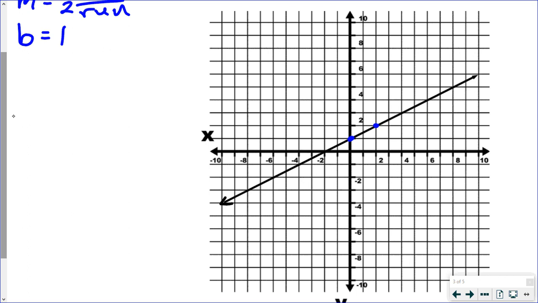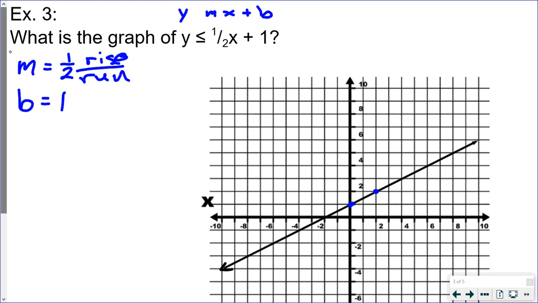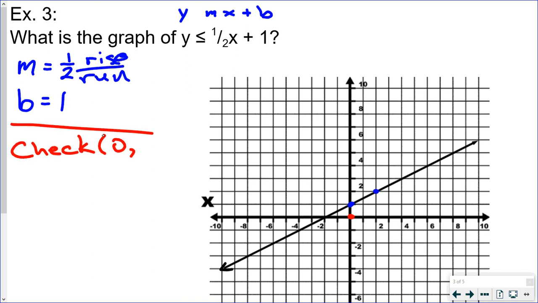So there's my graph, solid line, and then we have to shade either above or below. So again, plug in 0, 0. So let's check 0, 0 and see if it's a solution. So that would give me 0 is less than or equal to 0 plus 1. So 0 is less than or equal to 1.